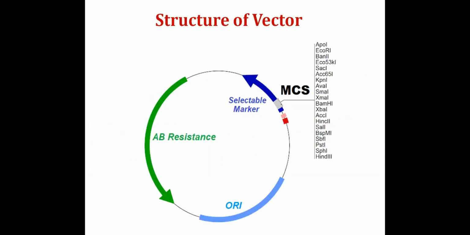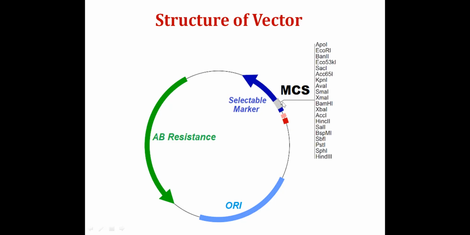Now this is a typical structure of a vector. It must have an origin of DNA replication. It must have a selectable marker, an antibiotic resistance marker. There must be two selection markers: one antibiotic resistance and another we will discuss in detail, and then the MCS, the multiple cloning site.